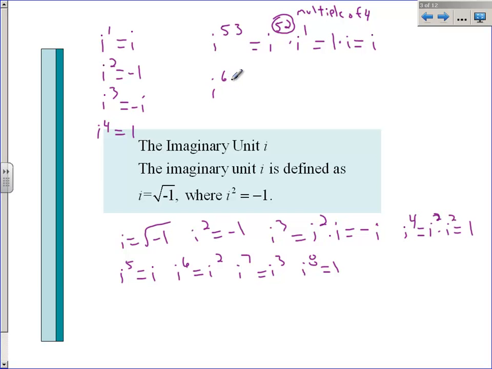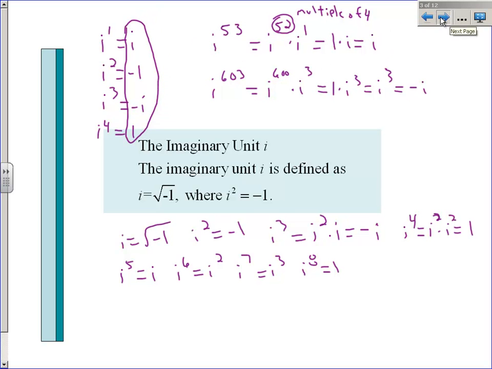i to the 603rd. I would turn this into i to the 600 times i cubed. Why did I pick 600? Because that's a multiple of 4. So that's 1 times i cubed, which is just i cubed, which we call -i. So these are your only 4 answers to i to any power because of a pattern.